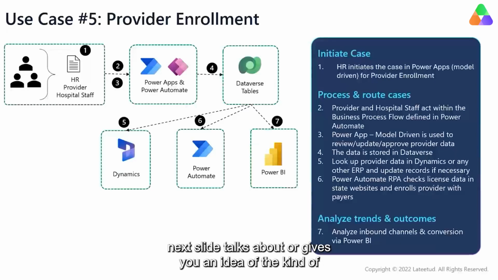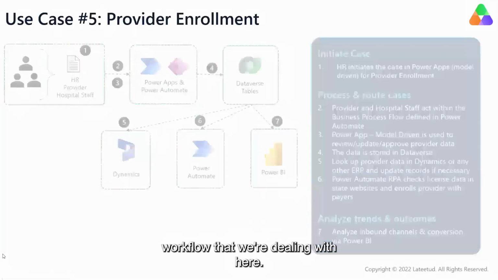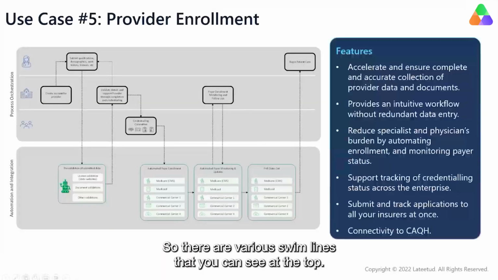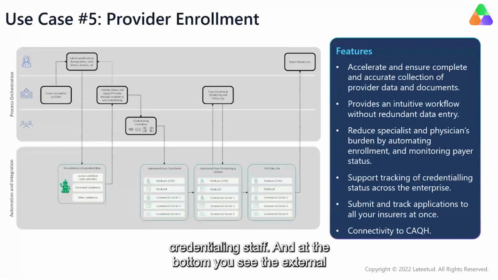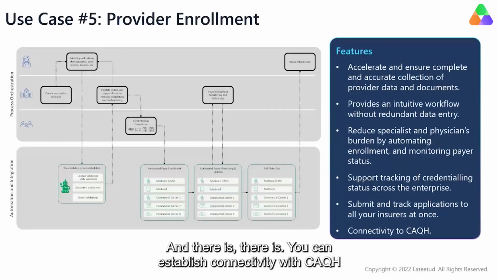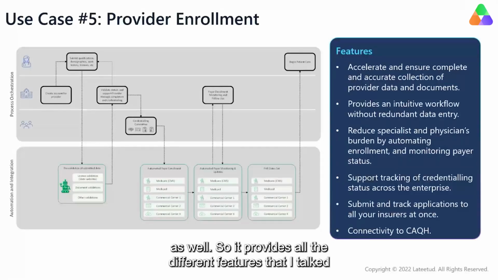So the next slide gives you an idea of the kind of workflow that we're dealing with here. There are various swim lanes that you can see at the top. That's where the process orchestration is happening. So there is the provider, there's the hospital, and there is the credentialing staff. And at the bottom, you see the external entities like states and payers, where the RPA is going and checking the licenses, submitting for enrollment with the payers, and also collecting data that can be shared later. And you can establish connectivity with CAQH as well. So it provides all the different features that I talked about, right? From accelerating the entire collection of documents and collecting information, it provides a complete workflow so that it is tracked end to end.